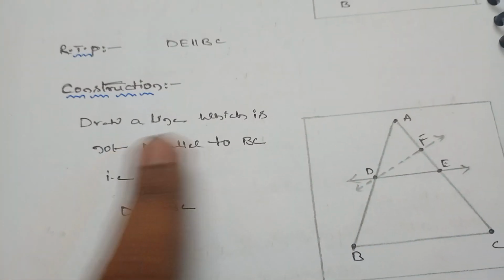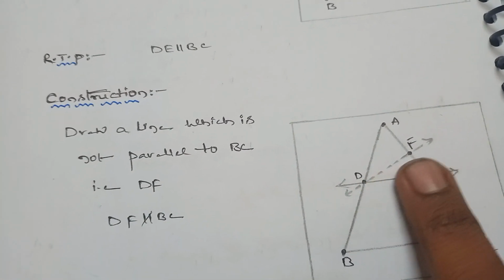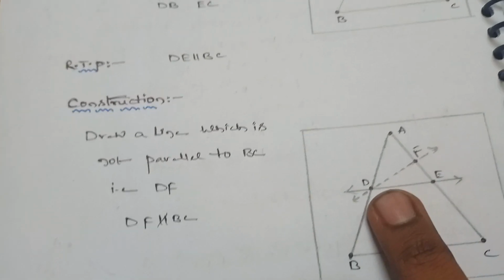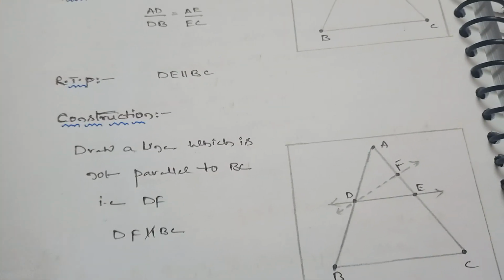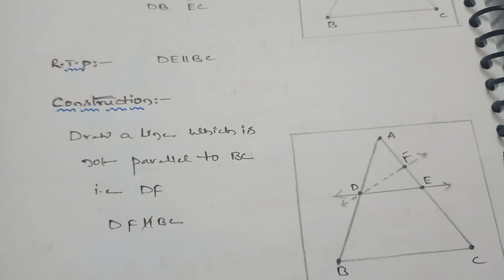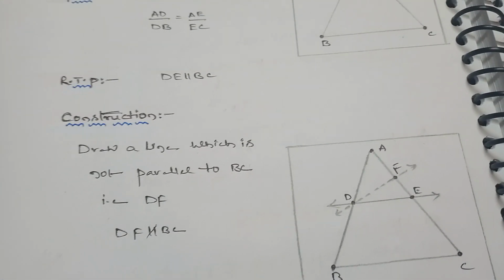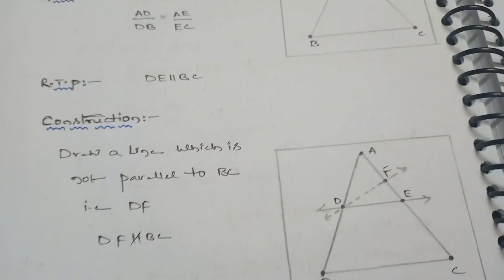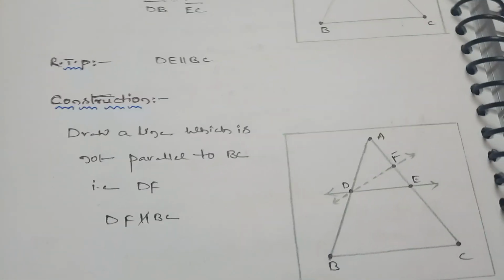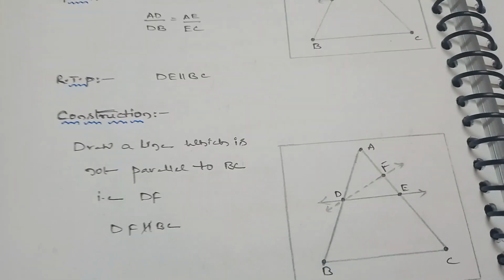Now that is the construction part. That is not in the statement. We are proving that one. If you try it like that, what will be the conclusion we get? That is the construction part. Construction part means the steps you take to get the result.